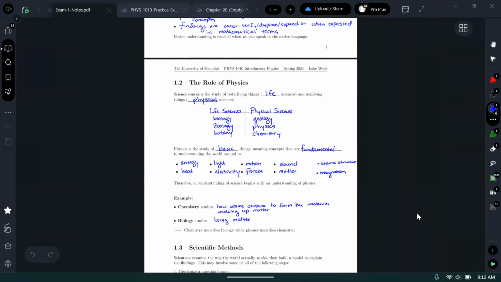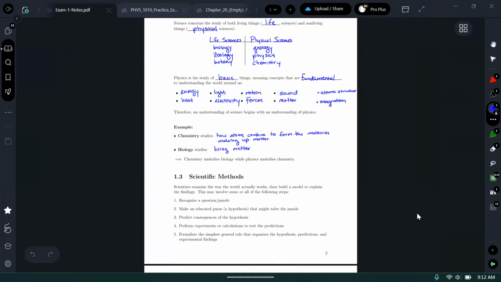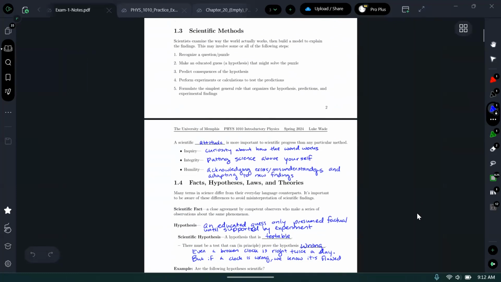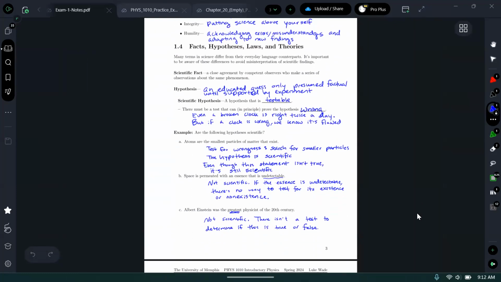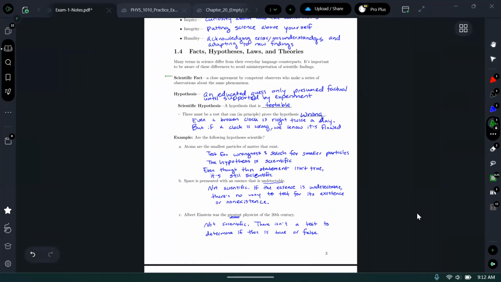Okay. Going through, we were kind of setting the stage for what we were going to do in the class for most of chapter 1. So the main focus really starts here: facts, hypotheses, and theories, and most importantly, telling when a hypothesis is scientific.